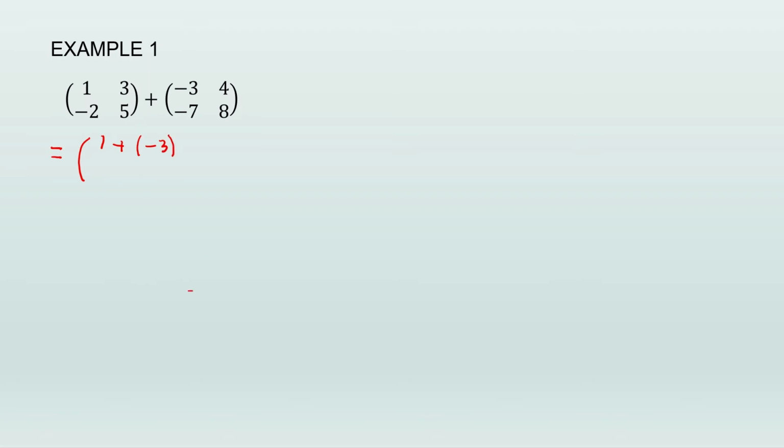The second element will be negative 2 plus negative 7. We continue the same concept, the same rule, for the third and the fourth elements. So we have 3 plus 4 and 5 plus 8. Then we just calculate. Very simple calculation. 1 plus negative 3, the answer is negative 2. Negative 2 plus negative 7 is negative 9. 3 plus 4 is 7. 5 plus 8 is 13. So this is the answer for the first example.